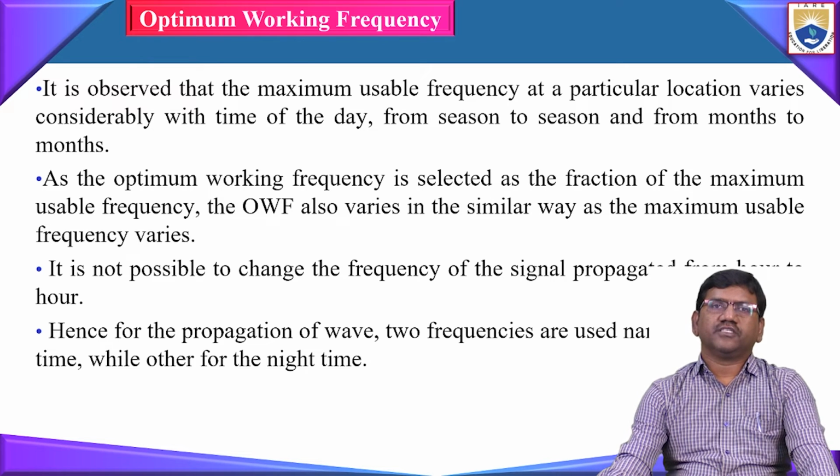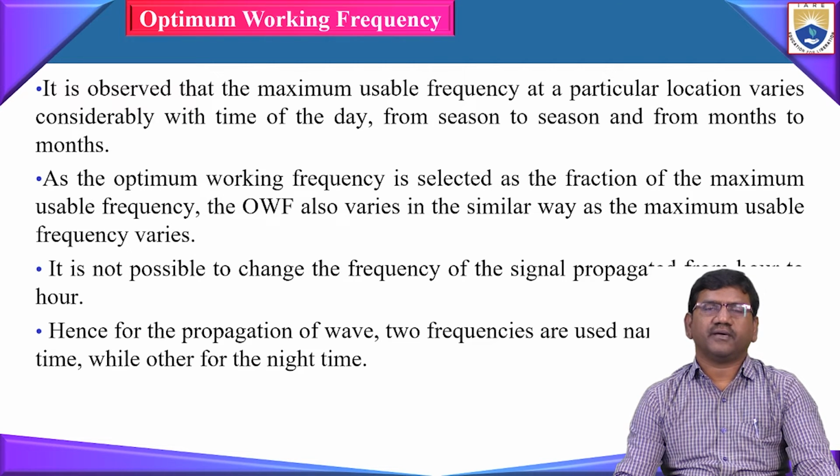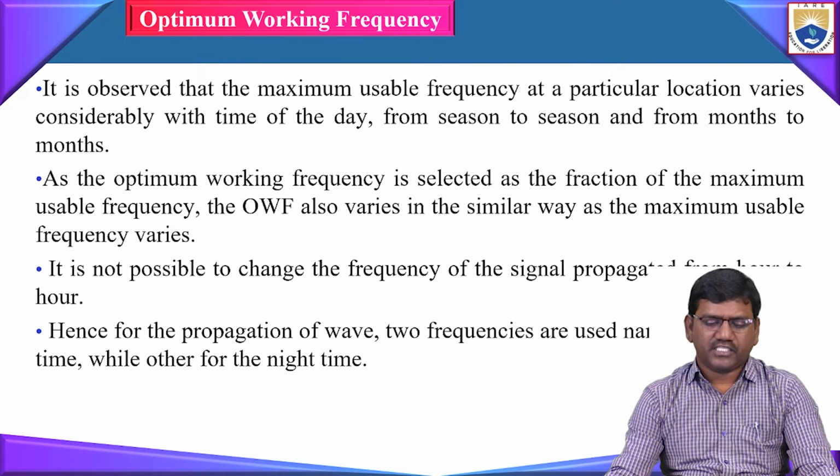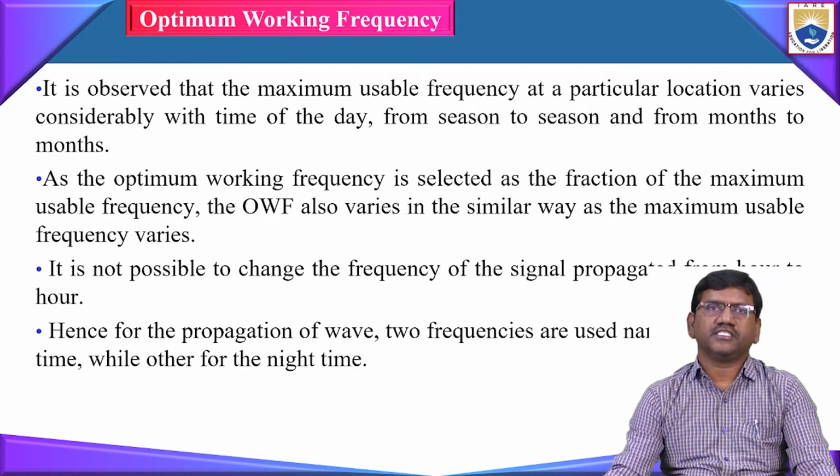It is observed that the maximum usable frequency is not the same during the daytime and night time. So the MUF value will vary from hour to hour, day to day, season to season, or on a monthly basis. As the optimum working frequency is selected as a fraction of the maximum usable frequency, the optimum working frequency also varies in a similar way as the maximum usable frequency varies.